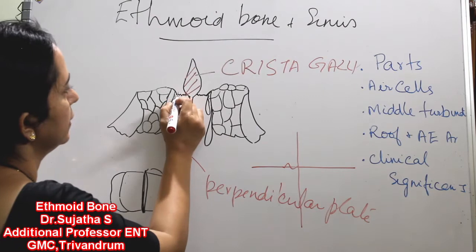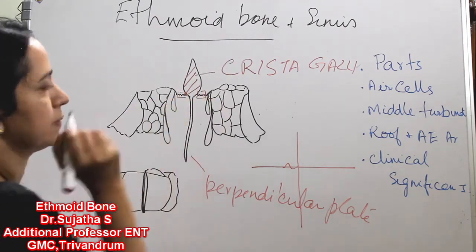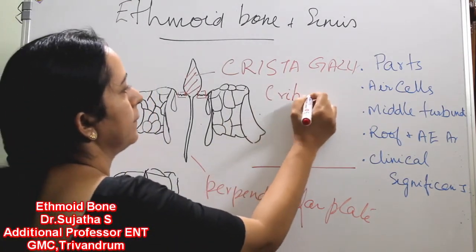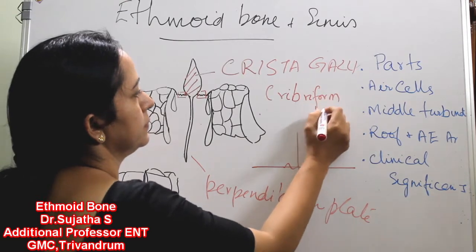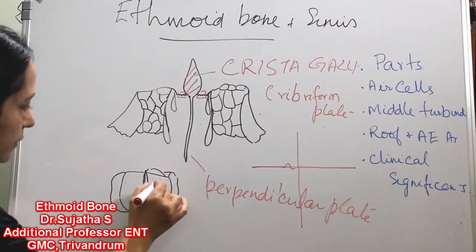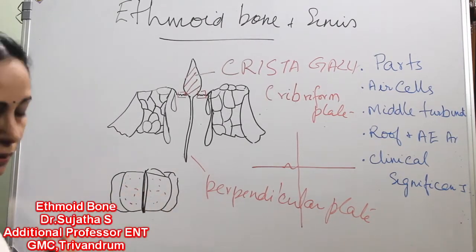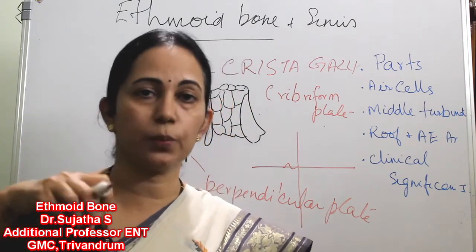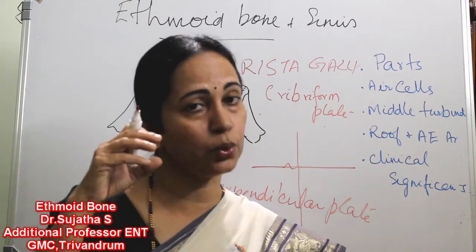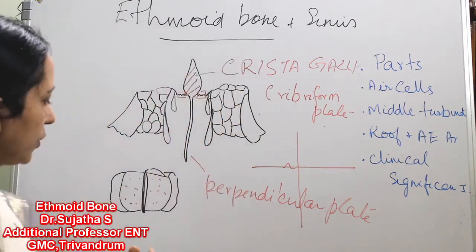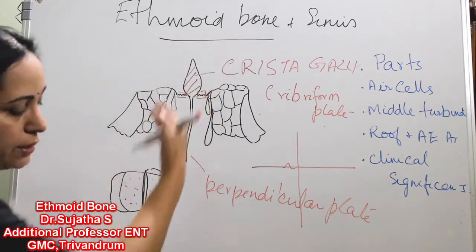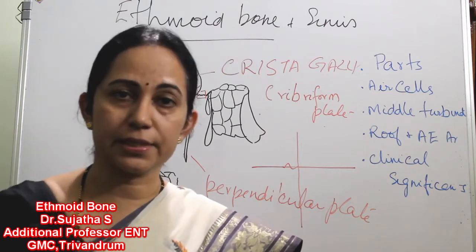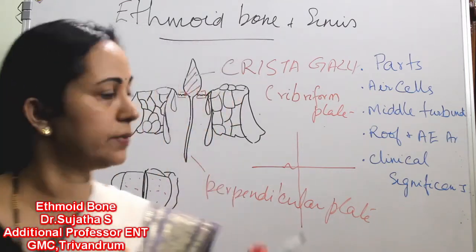In the horizontal part comes this area. Which part is this? This is the cribriform plate. There are so many small holes in the cribriform plate. Cribriform means porous. So there are so many small porous areas or small holes, through which the olfactory filaments from the nasal cavity go to the olfactory bulb, and also the anterior vessels as well as the nerves come to the nasal cavity through this.